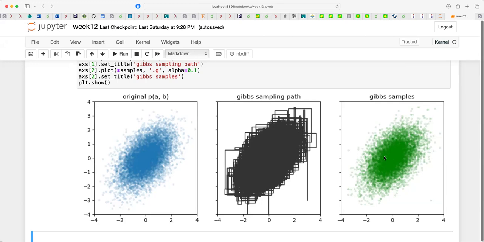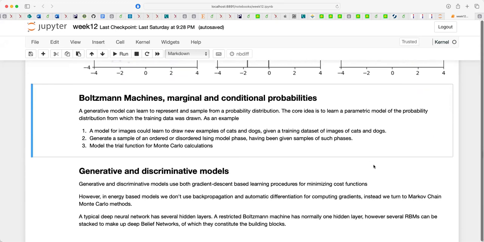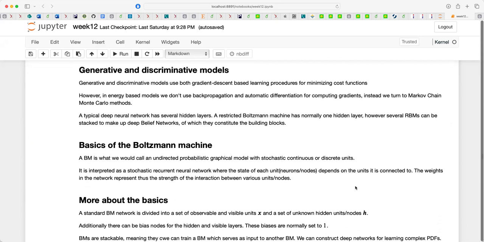So before we move on, I wanted to say a little bit about types of Boltzmann machines. We've discussed this before with generative models, etc. But let's switch a little bit back to the whiteboard.